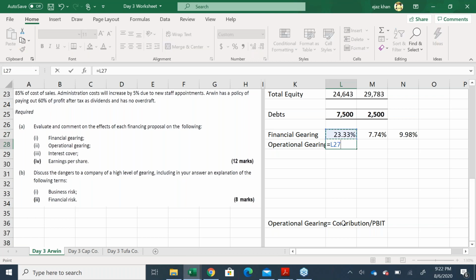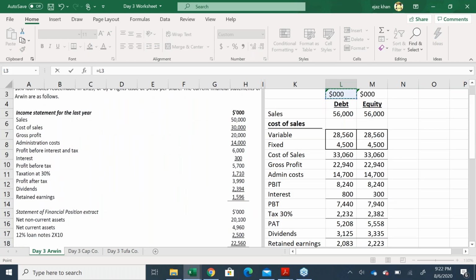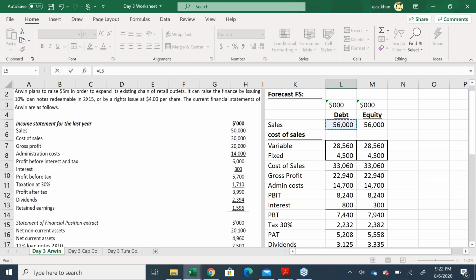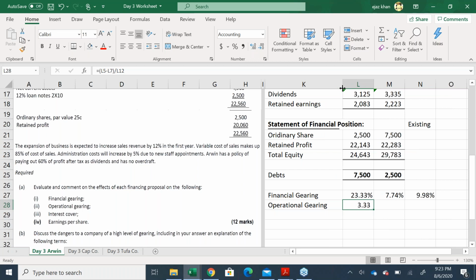What was the contribution? We don't know. We have to calculate the contribution, right? So that's why I separated the variable cost figure. So what we have to do is from the sales figure, we have to subtract the variable cost to get the contribution figure and then divide it by the PBIT figure. So that's your operational gearing, and it is always written in times. 3.33. And let's do it. Just copy paste this here.